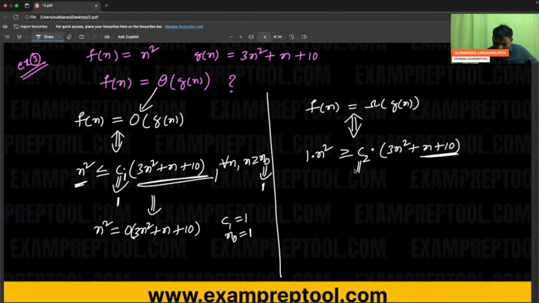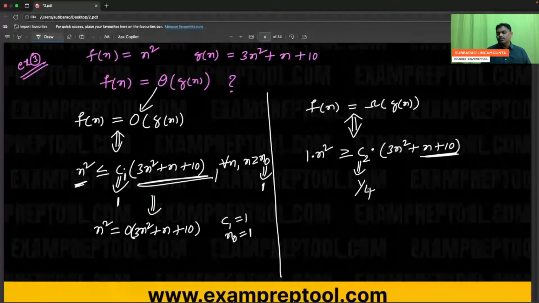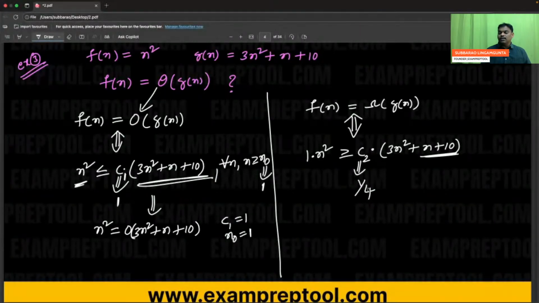I think you can easily say the C value can be a fraction also, like 1 by 4. You can take any constant which is greater than 0. C is the computer speed. Computer speeds can sometimes be half. Comparing your computer and my computer, maybe double the speed, maybe half. So fractions are allowed, more than 0 is allowed. Remember, negative is not allowed. So I take the C value 1 by 4.